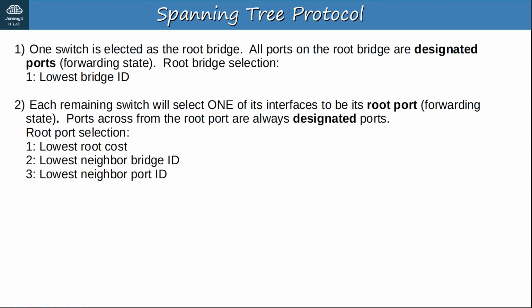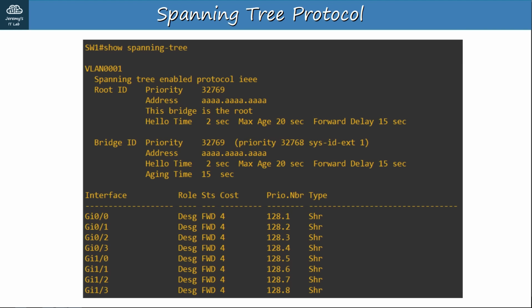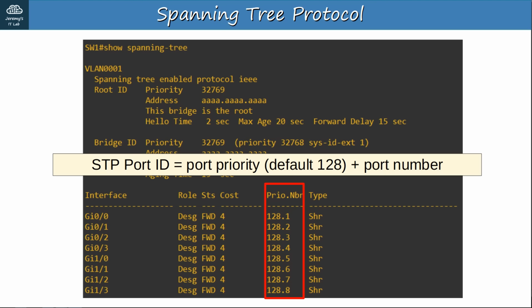Okay, let me briefly explain port ID. So here is the output of the command show spanning tree. We'll talk about it more in a future video when we look at spanning tree configuration. I just want to show you this section. This lists the spanning tree port ID of each interface on the switch. Notice the column title is prio.number. So each port has a default priority of 128, and then a unique port number, 1 for G00, 2 for G01, etc. on this switch. So the STP port ID equals the port priority plus the port number.